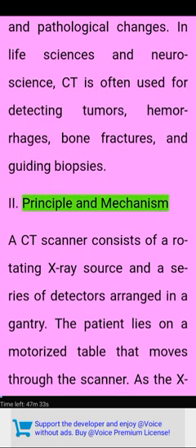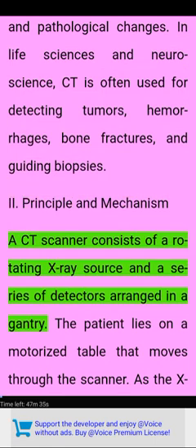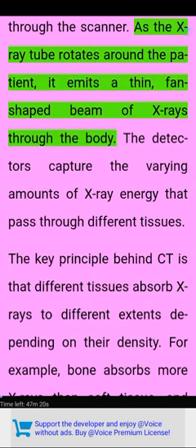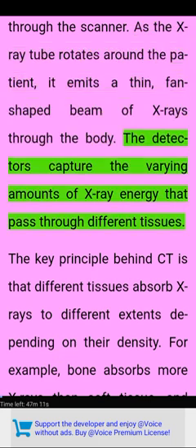2. Principle and mechanism. A CT scanner consists of a rotating X-ray source and a series of detectors arranged in a gantry. The patient lies on a motorized table that moves through the scanner. As the X-ray tube rotates around the patient, it emits a thin, fan-shaped beam of X-rays through the body. The detectors capture the varying amounts of X-ray energy that pass through different tissues.